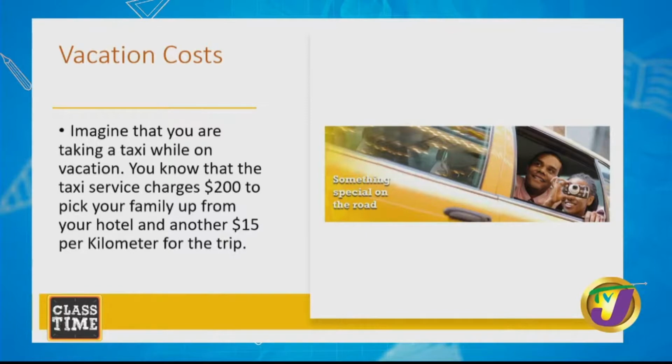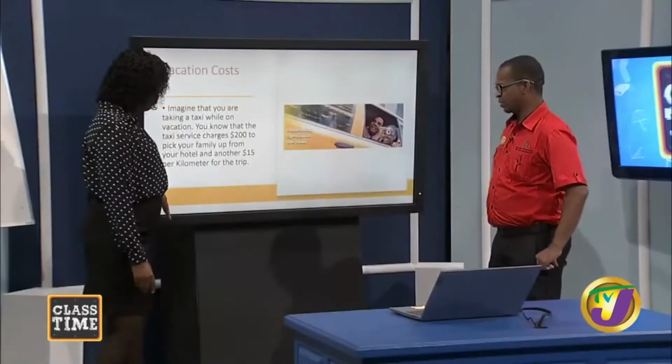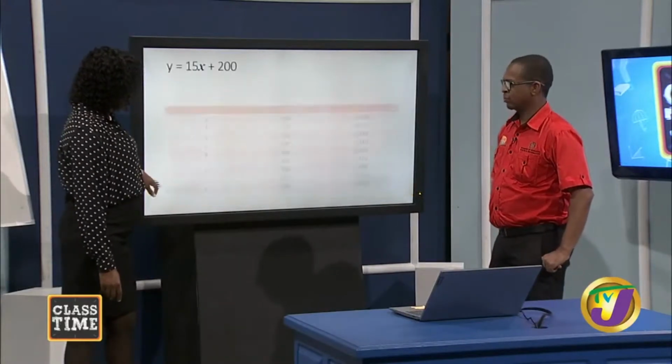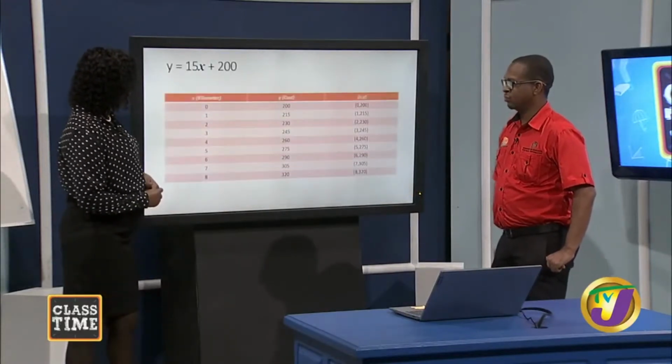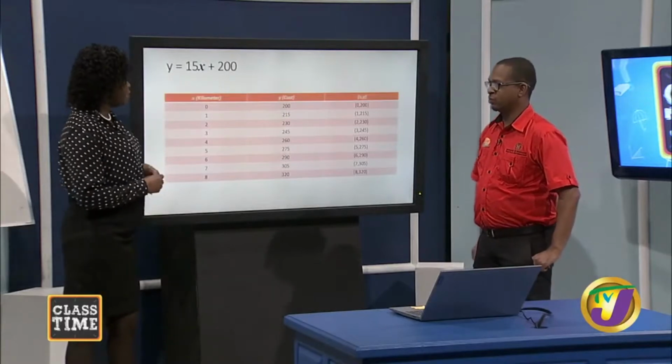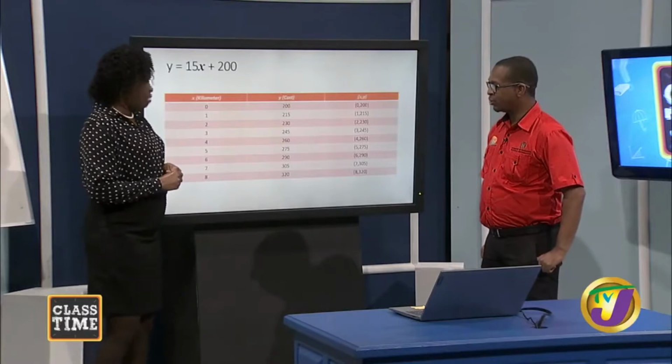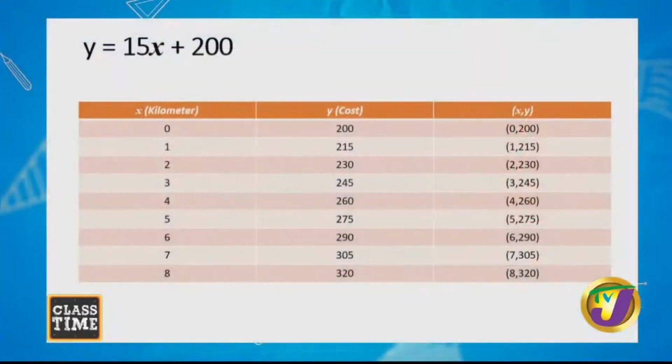So maybe we could set up an equation to represent this. The y here would represent what? The total cost, the total charge for the taxi service. And this $15 would represent the cost per kilometer. And this $200 here is the fixed cost to pick us up from the hotel. The fixed cost, so that won't change. No, that will remain constant.